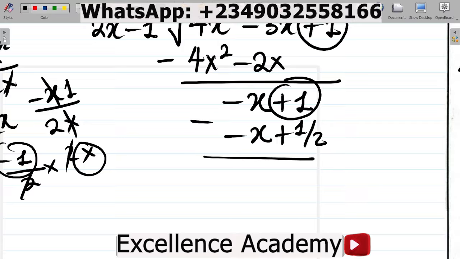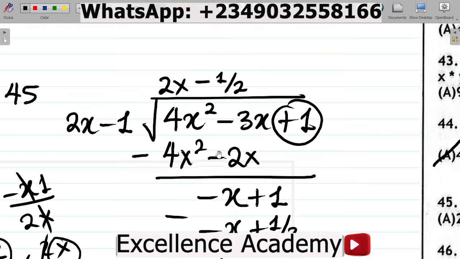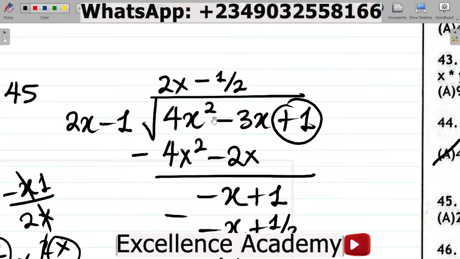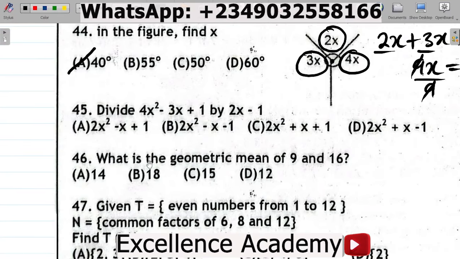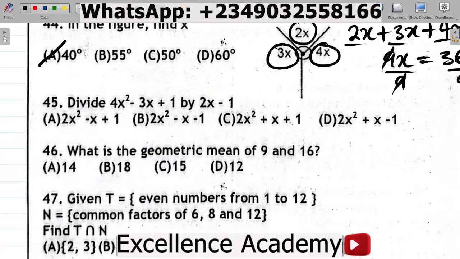Now, coming to the numbers, you have plus 1 minus plus half. Of course, we know that from here, plus minus or minus plus gives you minus. That becomes plus 1 minus half. That gives you half. 1 over 2. So if I divide 4x squared minus 3x plus 1 by 2x minus 1, what you have is 2x minus 1 over 2, and the remainder will be 1 over 2. So I don't think they got any of this. So no correct answer here.